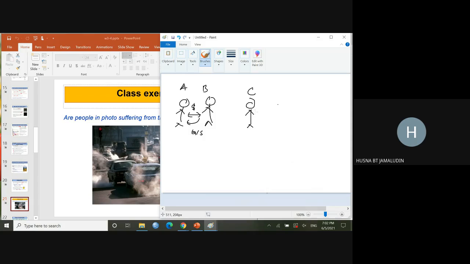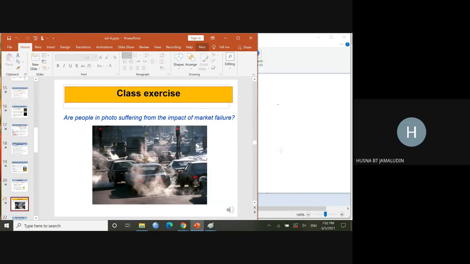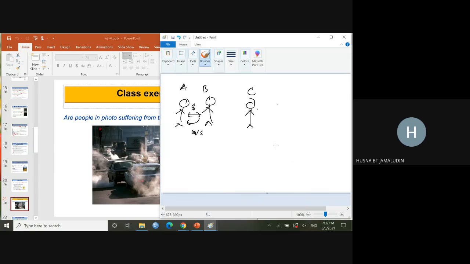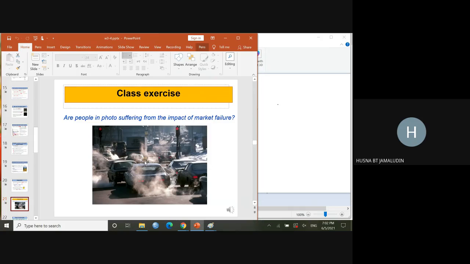But if this person C is walking, and she didn't do anything, she didn't emit any pollution, but she suffered from the air pollution from person A and B, or these cars, then we can say that person C is suffering from market failure. But these people who are driving their car and polluting the environment are not suffering from the impacts of market failure, because they are the ones doing the business.